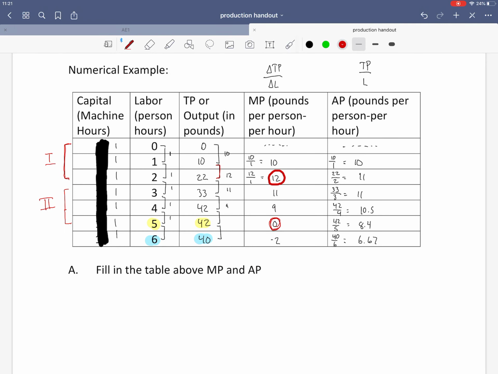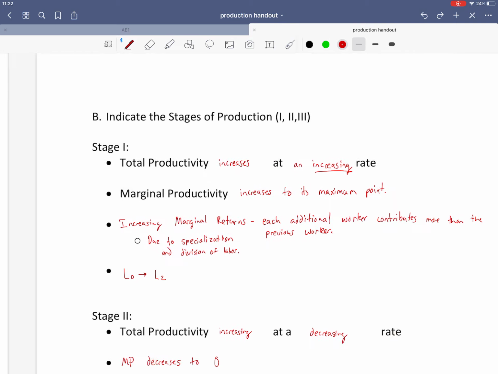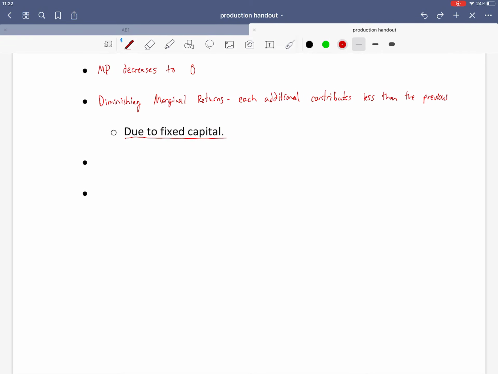Now let's say that instead of 0 here, this was 1. It would still be stage 2 from labor units 3 to labor units 5. If it doesn't go to 0, it'll be the last positive number that occurs for marginal product. All right, so we have stage 2. So let's look at our last stage.